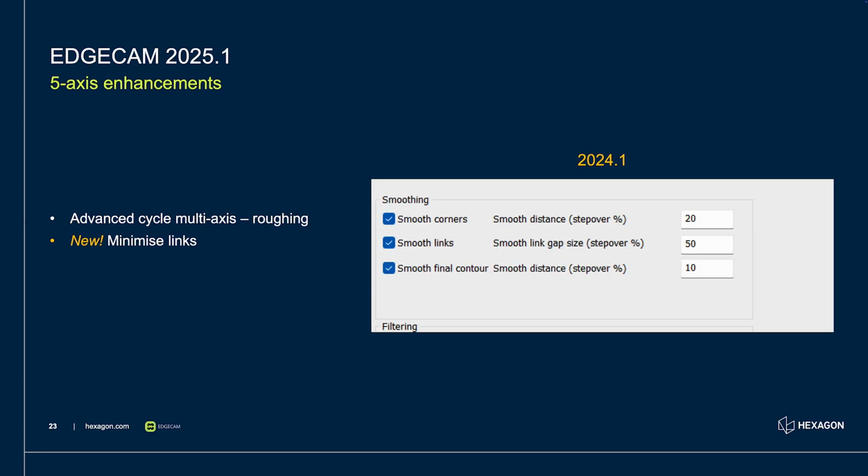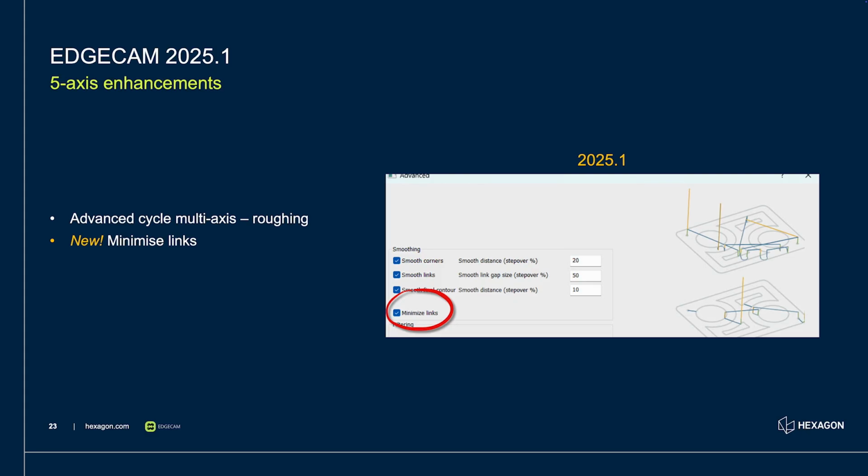Now, I mentioned the multi-axis cycle. They were finishing strategies that I previously spoke about. Now I'm talking about the roughing strategy. Roughing strategy, all 5 axes moving around. Lots of linking would have gone on, moving up, moving down, keeping the tool safe. So again, if we can keep that to a minimum, the better. 2024.1 did not give us the minimize links function. We now enjoy that facility in 2025.1, and that will give us quite a number of time savings inside the cycle, inside the toolpaths themselves.